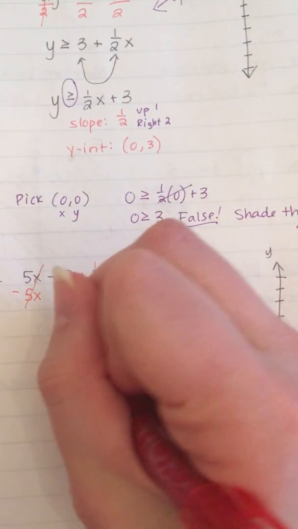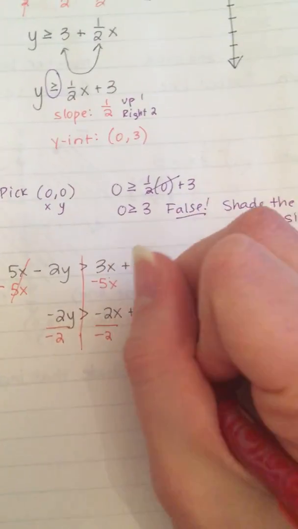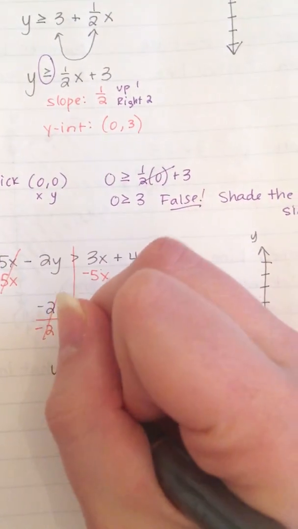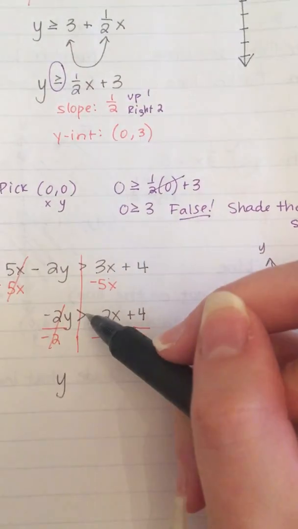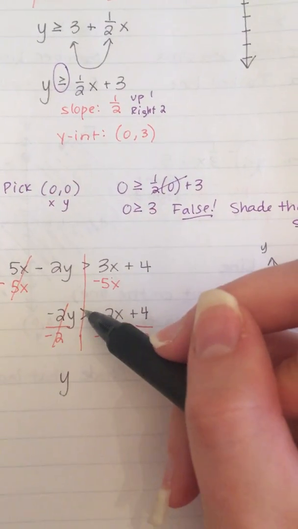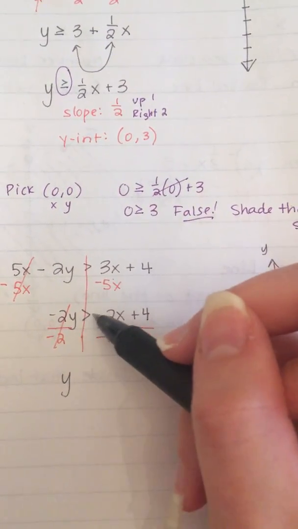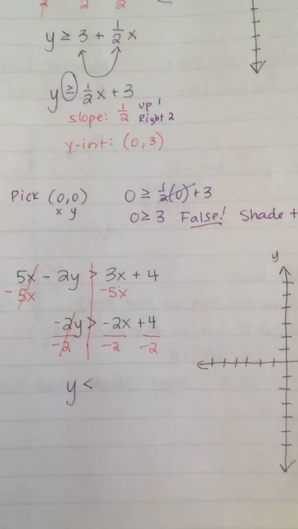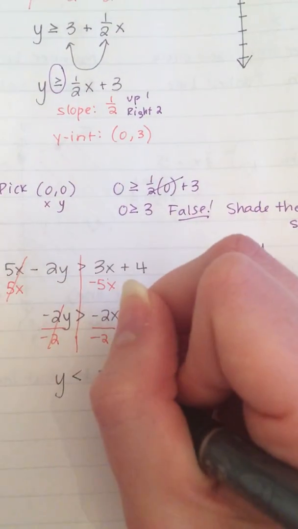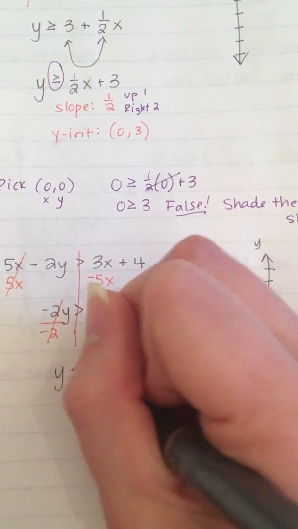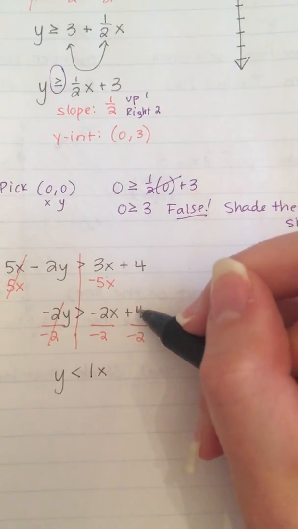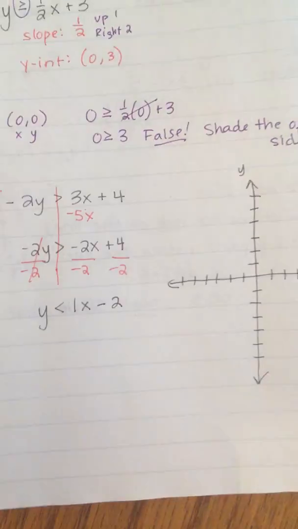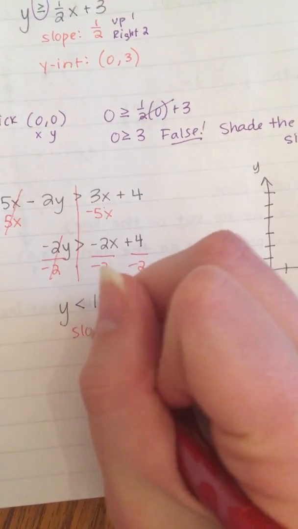Now we're just going to divide everything by negative 2. Always watch your negatives. Y is, now since I divided by negative 2, am I going to keep the sign the same or am I going to flip it? We're going to flip it. Negative 2 over negative 2 is positive 1x, and then positive 4 divided by negative 2 is negative 2. Okay, so this is now in slope-intercept form.